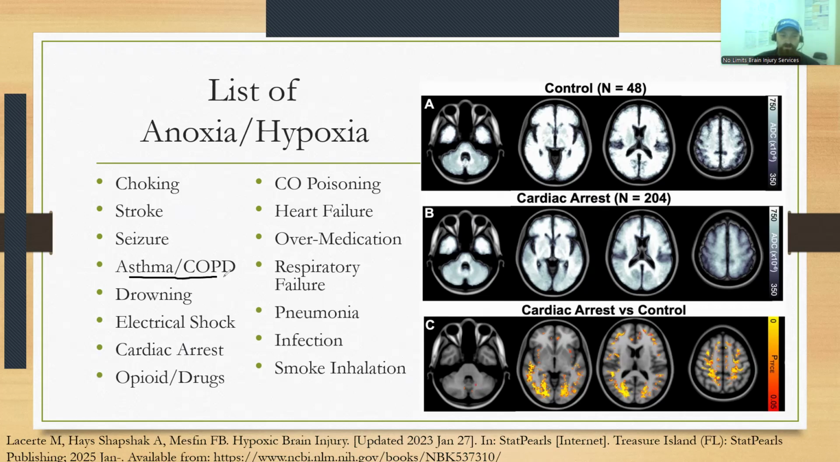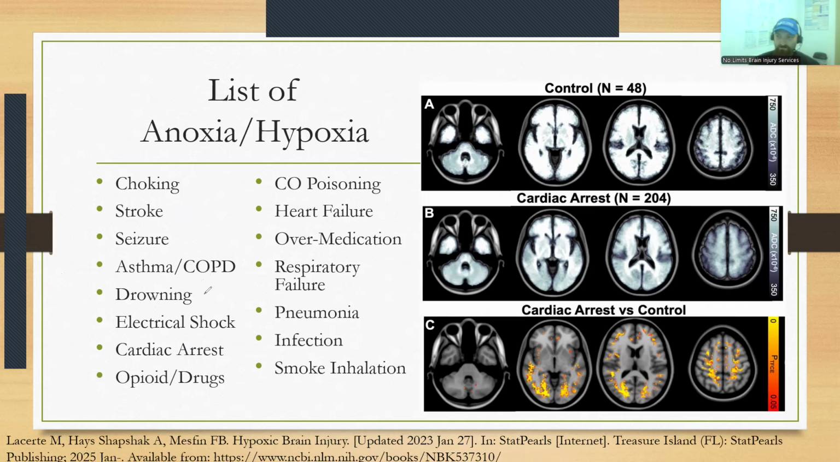Also, asthma and COPD. Now, you might be thinking, what about asthma? Well, if you can't get the air out, you can't get the exchange to happen to where you get that oxygen to the blood to go to the tissues. And the same thing applies with COPD. And that's why it's important to have that rescue inhaler if you have those conditions.